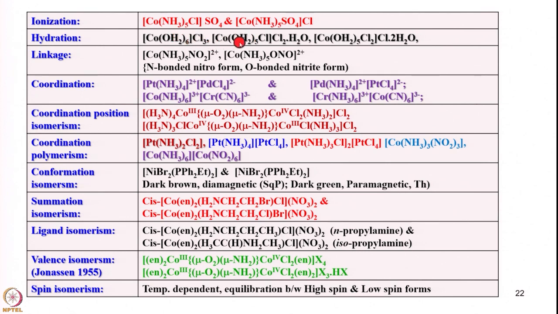In this one 5 water molecules are inside the secondary valency and 1 chloride is there, whereas here we have 2 chlorides outside and water of hydration is there, and in this case we have 4 water molecules inside and 2 chlorides are there, 1 chloride is primary valency and 2 water molecules are hydrated. So that means here it should be 4, read it as 4.